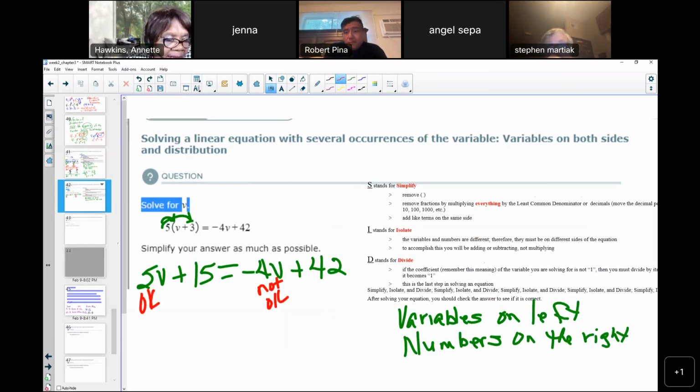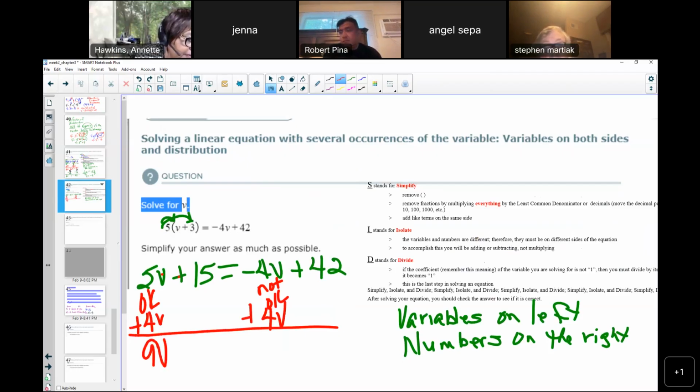So this is a -4v. So to undo that, I add 4v. Because this is a scale, I have to keep it balanced. I need to do it to both sides. Once I do it, I need to clean it up and see what I have. 5v plus 4v, 9v plus 15 equals, this cancels, and then 42.